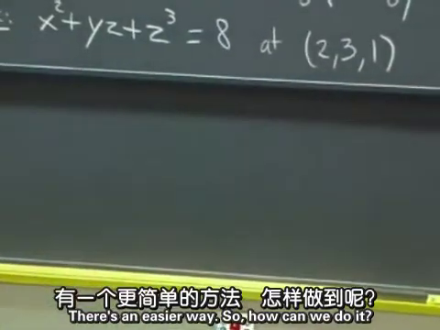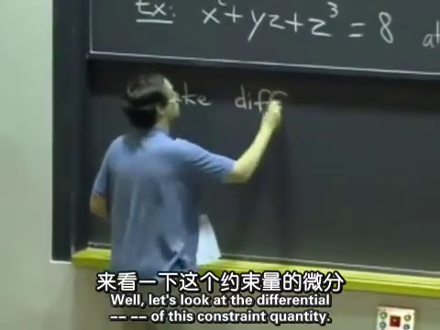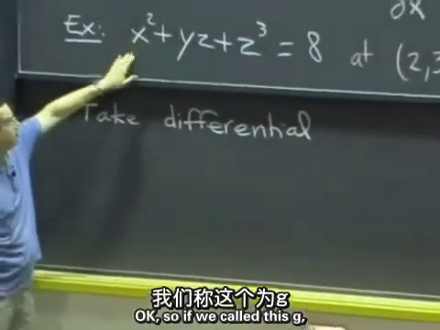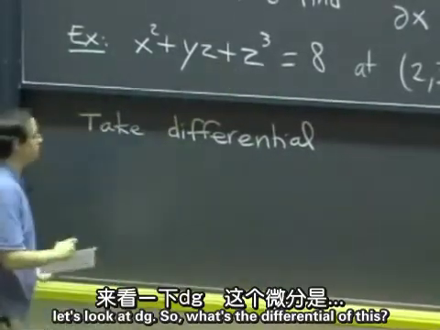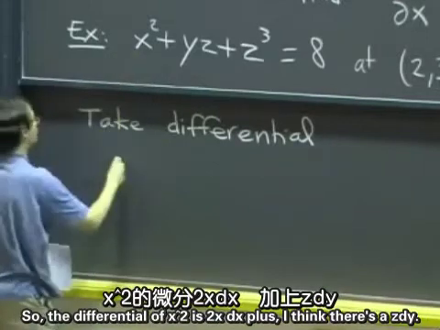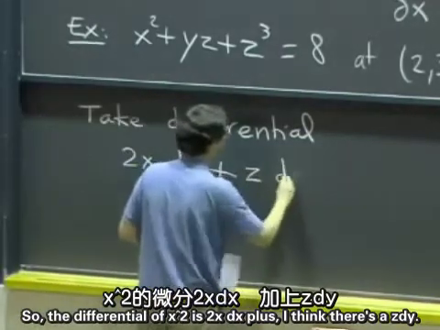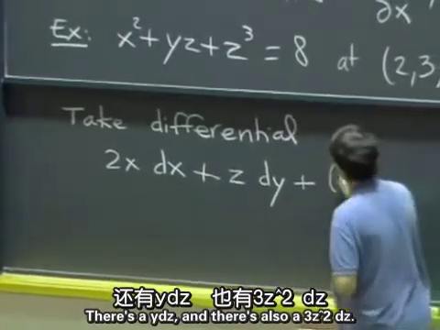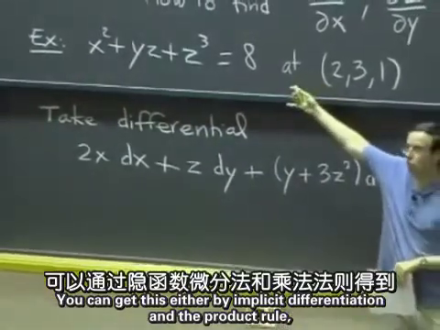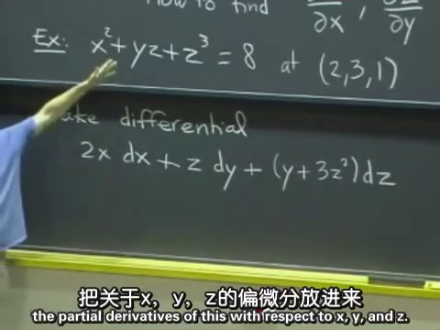So how can we do it? Well, let's look at the differential of this constraint quantity. Okay, so if we call this G, let's look at dG. So, well, what's the differential of this? So, differential of x squared is 2x dx plus, I think there's a z dy, there's a y dz, and there's also a 3z squared dz. Okay, you can get this either by implicit differentiation and the product rule, or you can get this just by putting here, here, and here the partial derivatives of this with respect to x, y, and z.